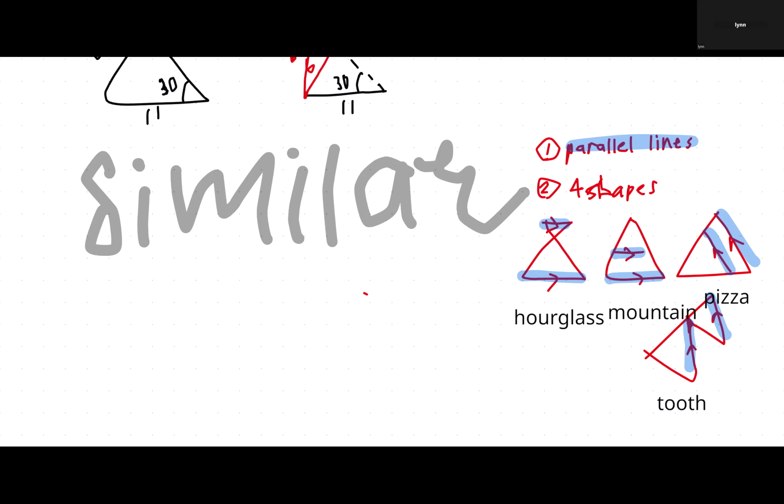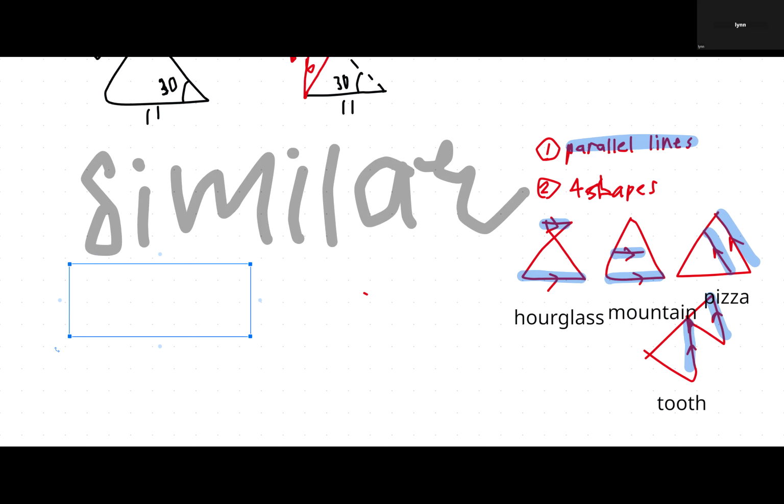Now, when it comes to similarity, please take note of the properties. For similar, it must be the same shape, but different size. A lot of students forget, and they think it's the same size. Same size is congruent already. They are different size, but they must be the same shape.